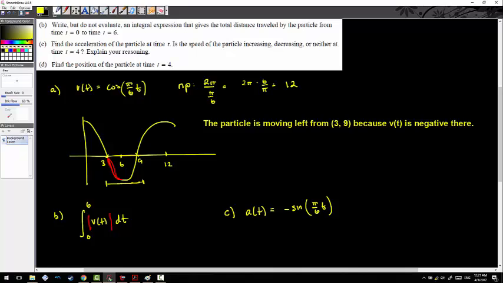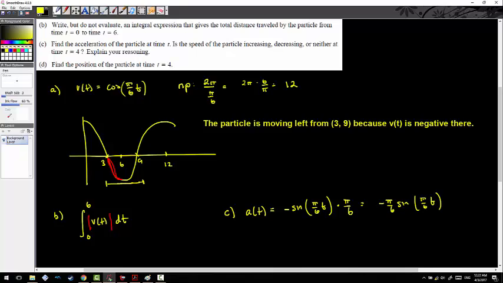But what they are anticipating is that you're forgetting the chain rule. So don't forget about that. So what we've got is negative pi over 6 sine of pi over 6 t. Now, what you've just found is the acceleration at any time.